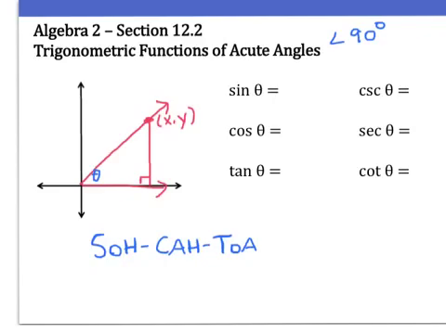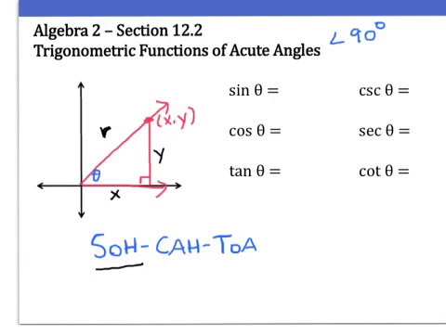Now this only works with acute angles. It doesn't work with larger angles. It has to be a right triangle. So if we remember the SO part, opposite over hypotenuse. Now let's first label this. My triangle is x units on this side and y units. And if we find the length of the hypotenuse using the Pythagorean theorem, we're going to call this r.